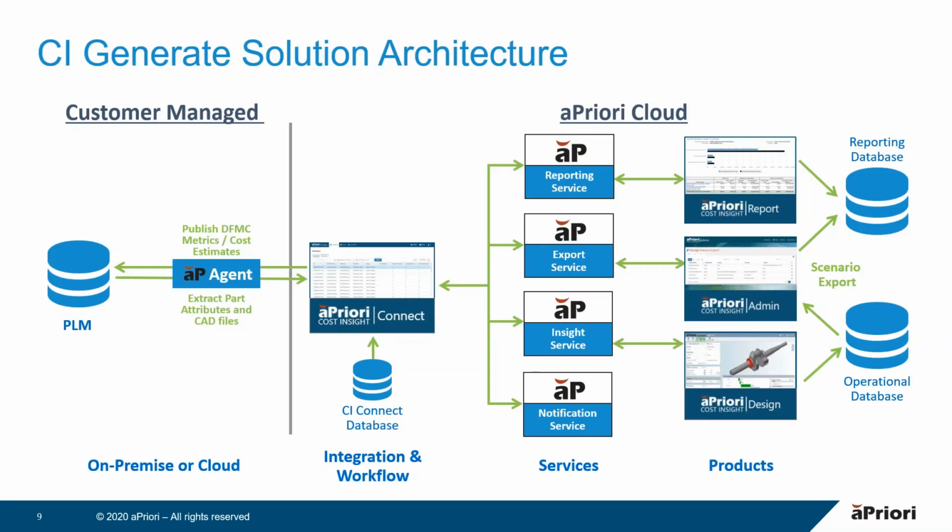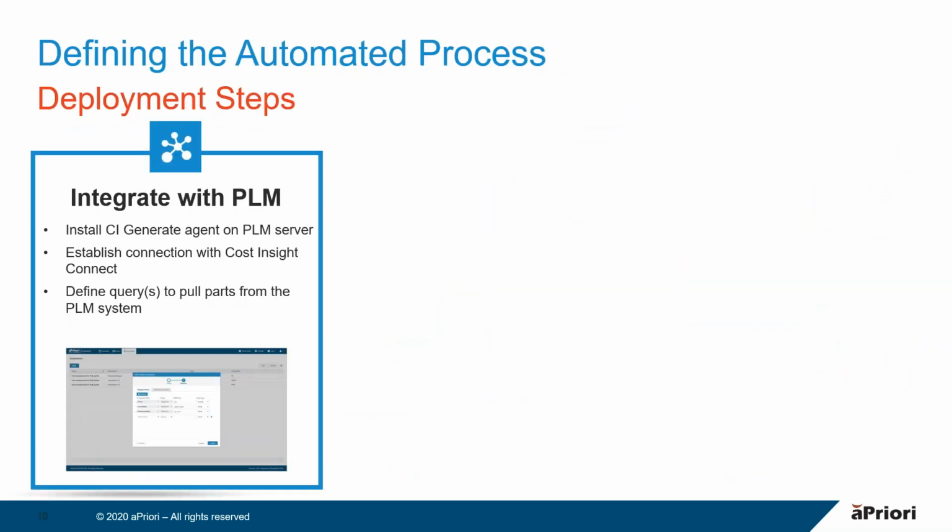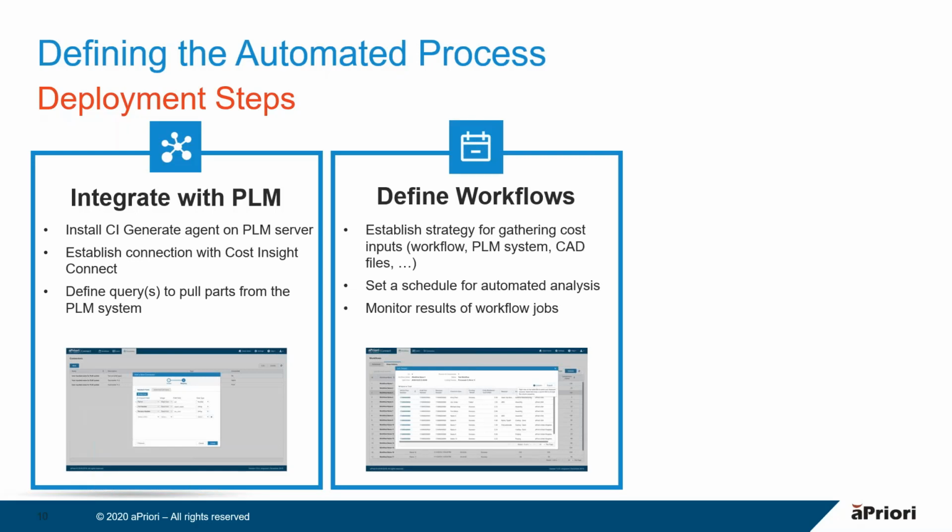So now that we've gone through this on a high level, let's dive into CI Connect and start by talking about how we define the automated process. The first step in a CI Connect deployment is integrating with your PLM system. Once you install the agent that we mentioned a little bit earlier and establish a connection between Cost Insight Connect and your PLM, you can use this connection to define queries that pull a set of parts from your PLM system to be analyzed.